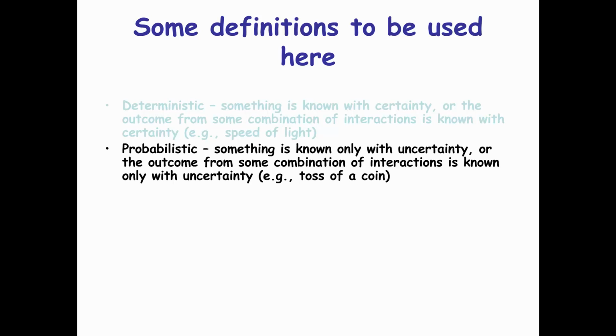Probabilistic is something where the inputs or the parameters of the system are not known with certainty, and so then of course the outcome of that will have some uncertainty. So an example would be the toss of a coin. You don't know everything about the dynamics of the toss of the coin. The coin could come down on head, could come down on tail.